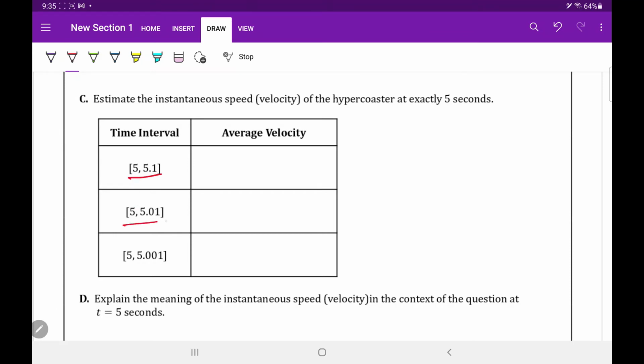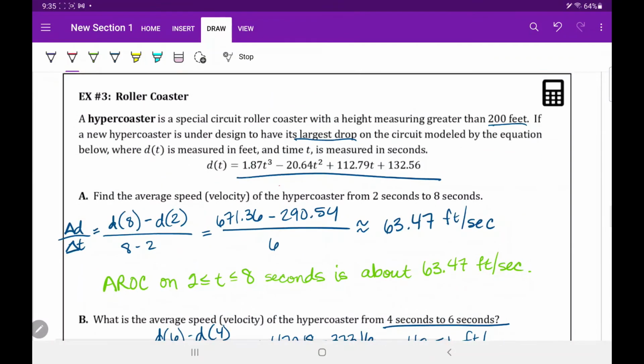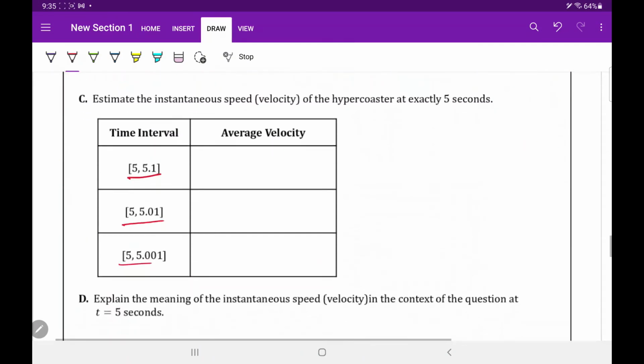Notice here we're doing the same thing like we did on the first page where we're getting more and more decimals. Again, pause the video and do it and then check your work. Notice that it's this same formula right here, okay? So that's what you're going to be using to answer these 3 fill in the box.